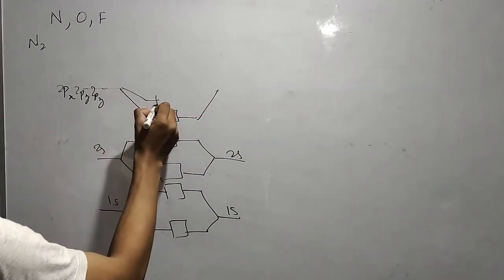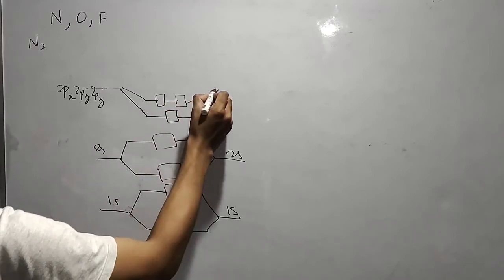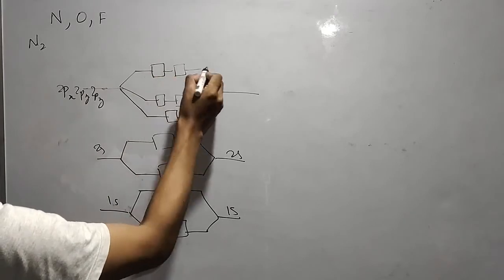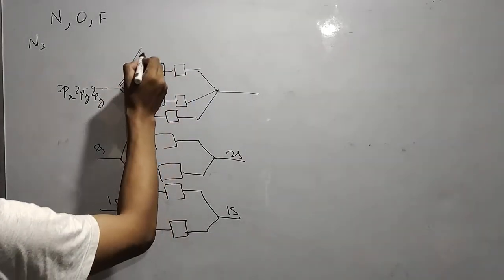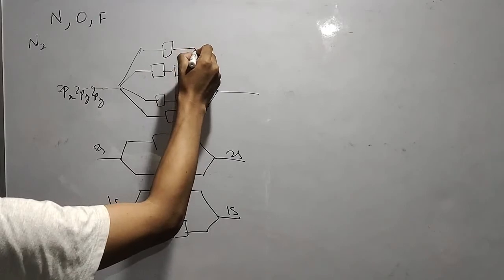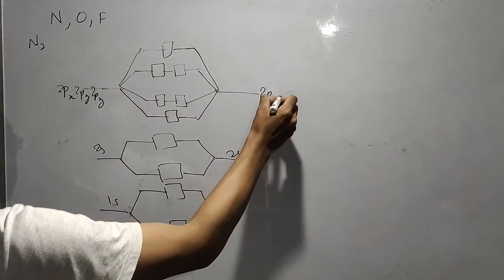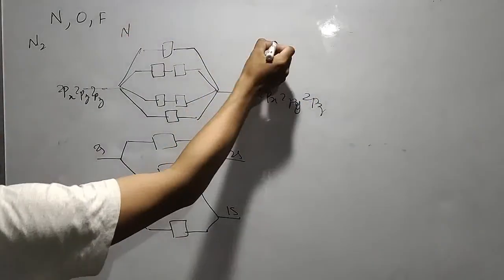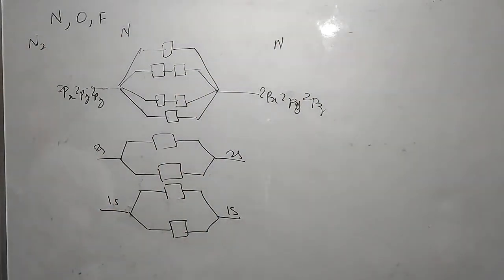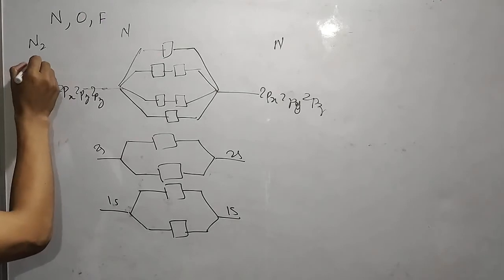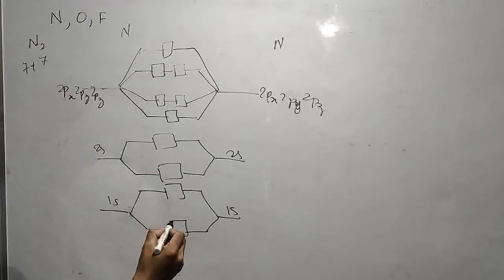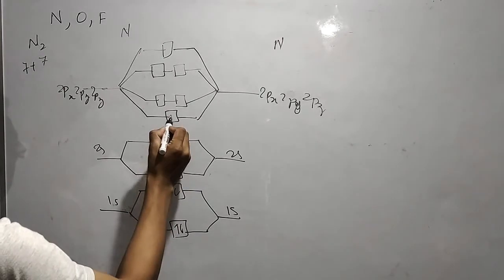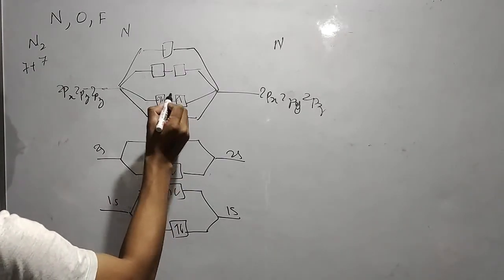So it will be like this. Then this, 2px, 2py and 2pz. This is N, the other N. So the total number of electrons is 7 plus 7, 14 electrons: 1, 2, 3, 4, 5, 6, 7, 8, 9, 10, 11, 12, 13, 14.